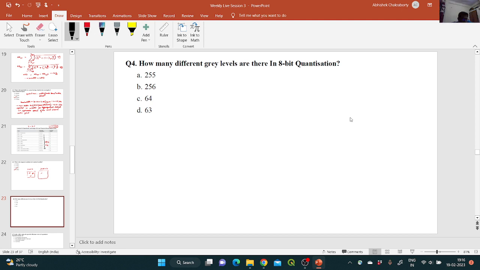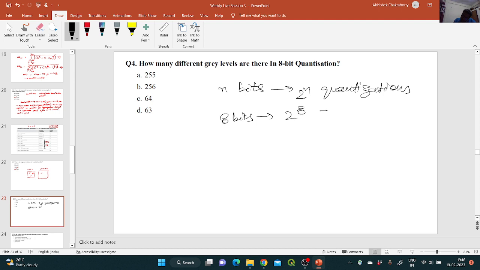So we have studied the scale is 0 to 255, and we have to count, so it is 256. Yeah, you're correct. So basically, if there are n bits, that means there are 2 to the power n quantizations, or 2 to the power n discrete levels. So if there are 8 bits, that means 2 to the power 8, that is 256 discrete levels or quantizations.